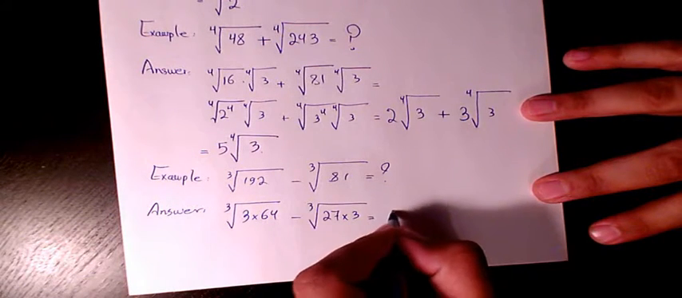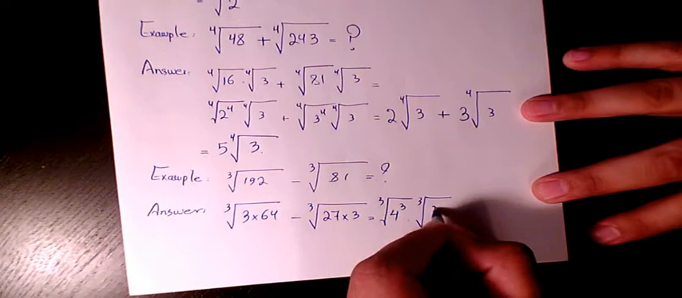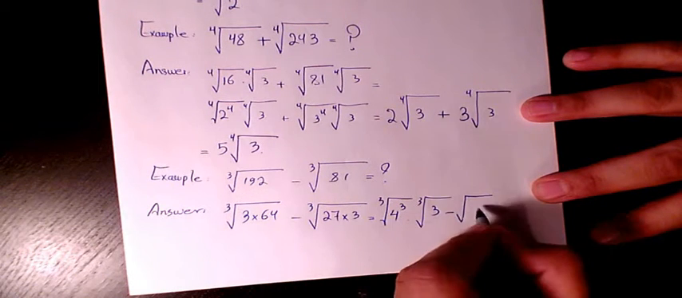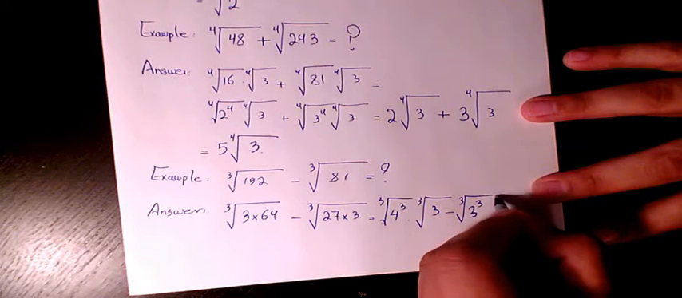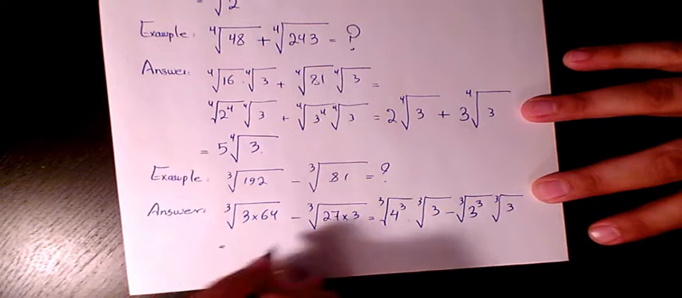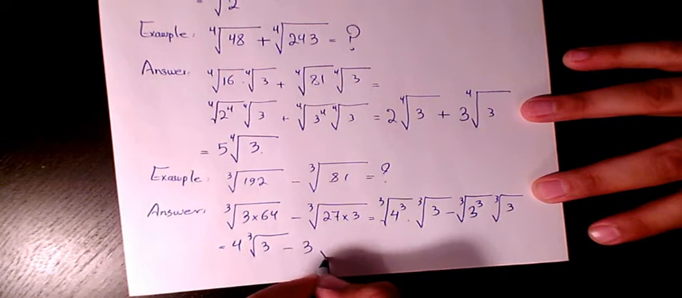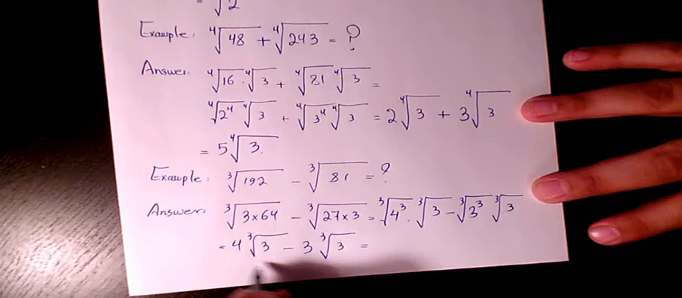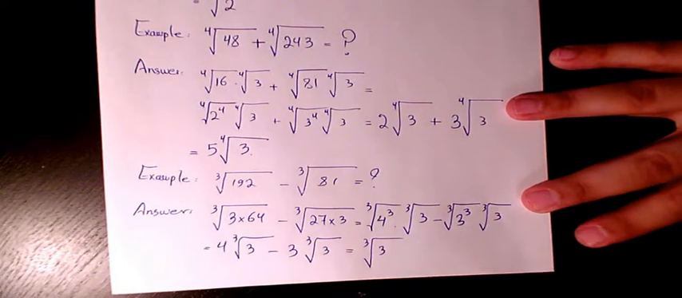64 is 4 to the power of 3. And here we have 27, which is 3 cube root of 3. So that makes it 4 cube root of 3 minus 3 cube root of 3. 4 minus 3 is 1. So the answer is going to be cube root of 3.